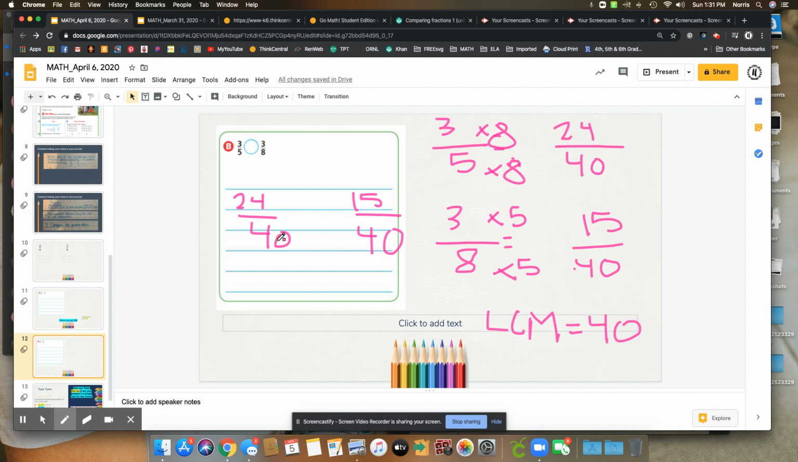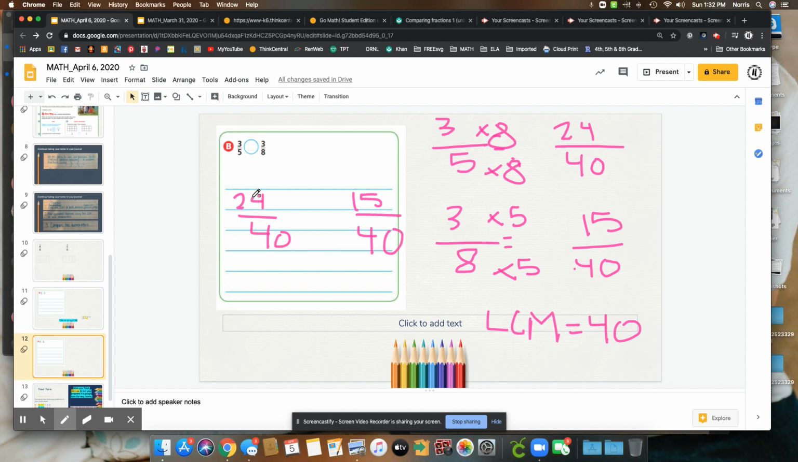Okay, so now that my denominators are the same, I can look at my numerator. So is 24 greater than, less than, or equal to 15? 24 is greater than. So that means that 3/5 is greater than 3/8 based on all of this work that we just did. Please make sure you copy this in your book. Okay. All right, guys, I'm looking at my slideshow here, and I realize I have not finished that. I'm going to have a couple problems here that I want you to work on today.